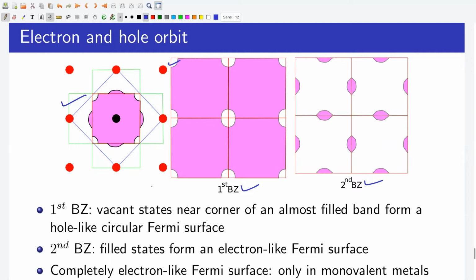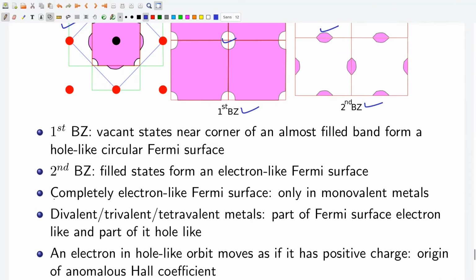Note that the Fermi surface is enclosing empty states in this case. On the other hand, there are some occupied states in the second Brillouin zone. As a result, we get an electron-like Fermi surface in the second Brillouin zone. Note that the Fermi surface is enclosing filled states in this case.